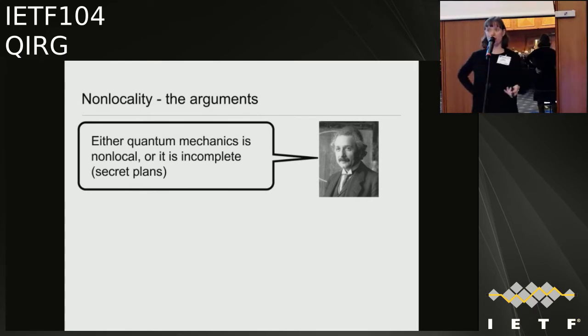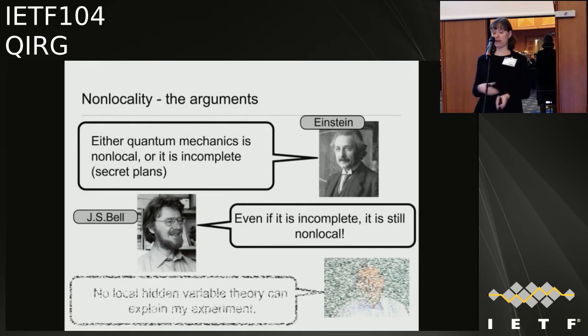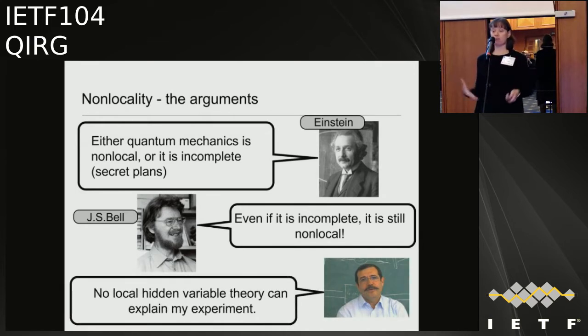There's a key paper by 3 authors, one of whom was Einstein, in the 1930s, with the very famous claim that either quantum mechanics is non-local or else it is incomplete. And you could imagine that maybe Einstein was hoping that in the future he would be able to fill in this hole. Later on, in the 1960s, John Bell, a Scottish physicist, comes along and points out, looking back at Einstein's paper, that even if it is incomplete, that does not get you around this non-locality.